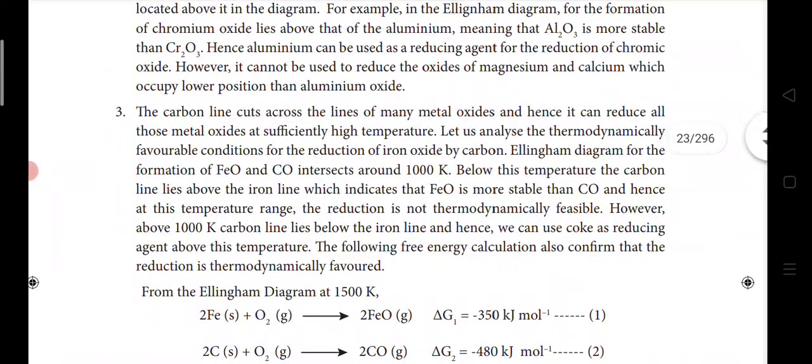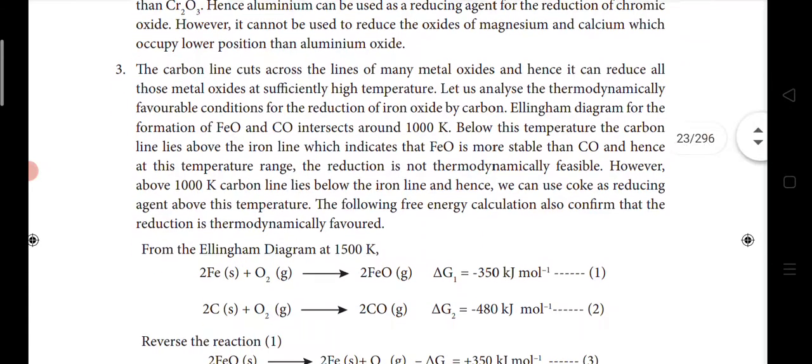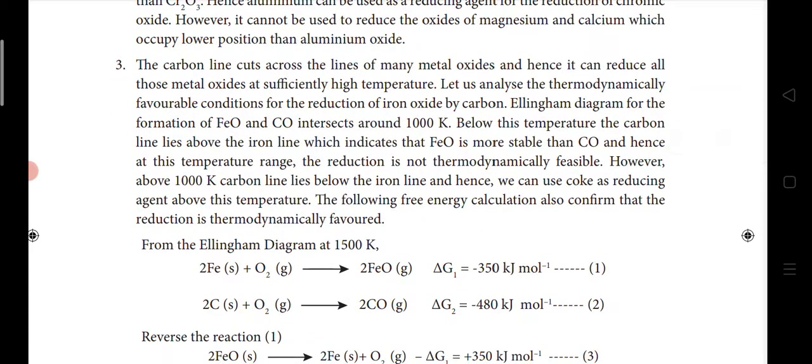So below this temperature, the carbon line lies above the iron line, which indicates that FeO is more stable than CO. So below 1000 Kelvin, FeO is more stable than CO, and hence at this temperature range the reduction is not thermodynamically feasible. However, above 1000 K the carbon line lies below the iron line, and hence we can use coke as a reducing agent above this temperature.